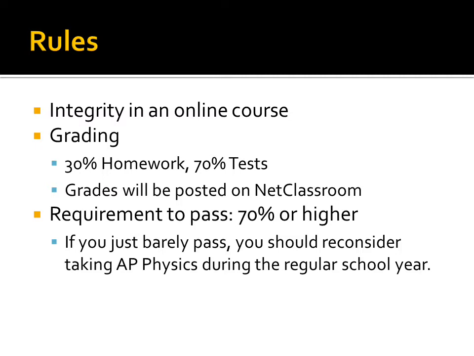Grades will be posted on Net Classroom just like any other class. In order to pass this class, you need a 70% or higher, but really 70% is on the low end. I'm just using 70% because it is the common definition of what constitutes a C, and a C is commonly accepted as the lowest passing grade. So, if you just barely pass this class, to be honest, you should really reconsider taking AP Physics during the regular school year. If you cannot keep up with the pace of this class, then you might be better off in a regular physics class.